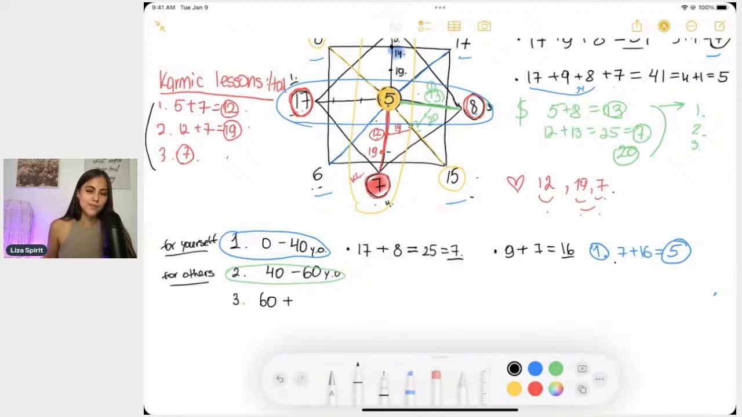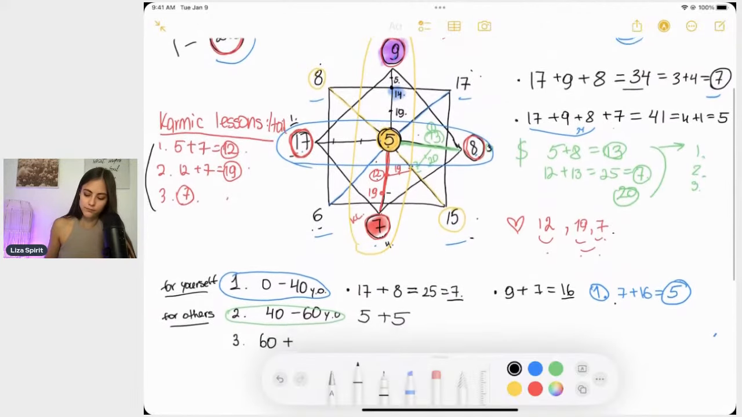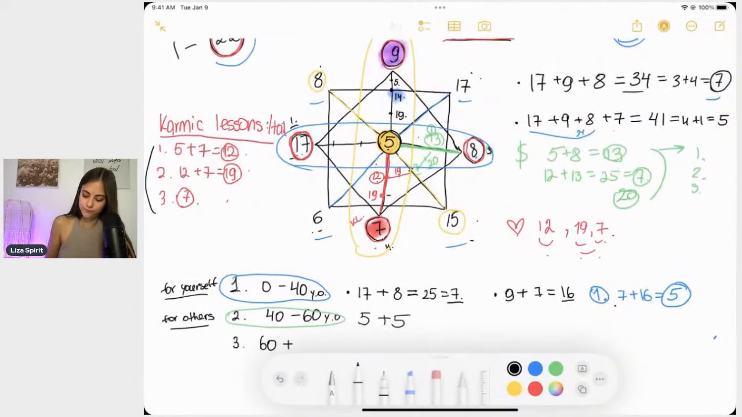We just combine this energy from the first, 5, plus, in my case, 5 again. That's the middle part, your main energy. It's 10.